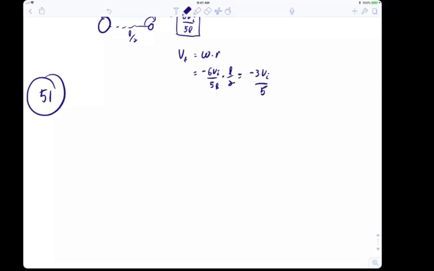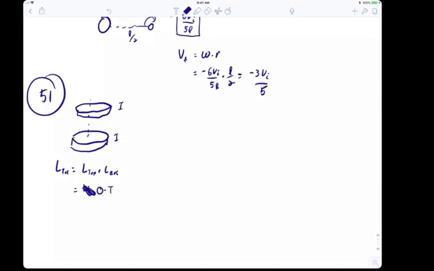Okay, so this is an angular momentum question. Each of these has moment of inertia I. L total is going to be the momentum for the top one plus the momentum for the bottom one. So the momentum of the top one is omega zero times I. No, wait, it's zero. Zero times I. And the bottom one, it's omega zero times I. So that's the total angular momentum.